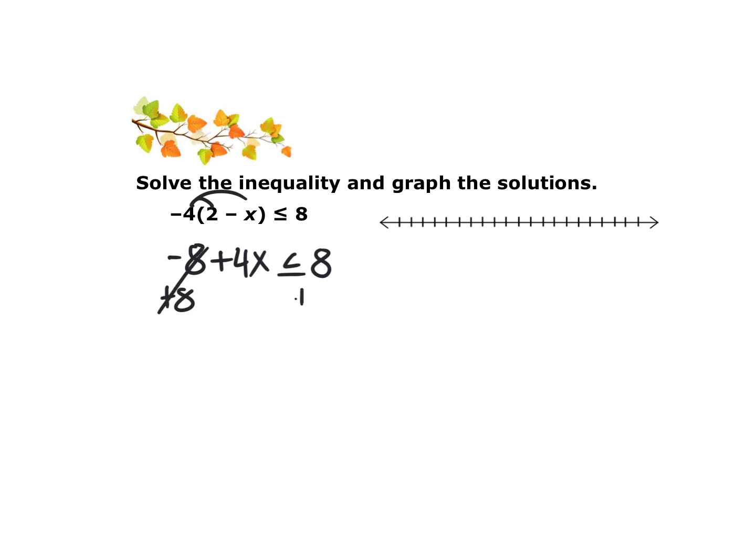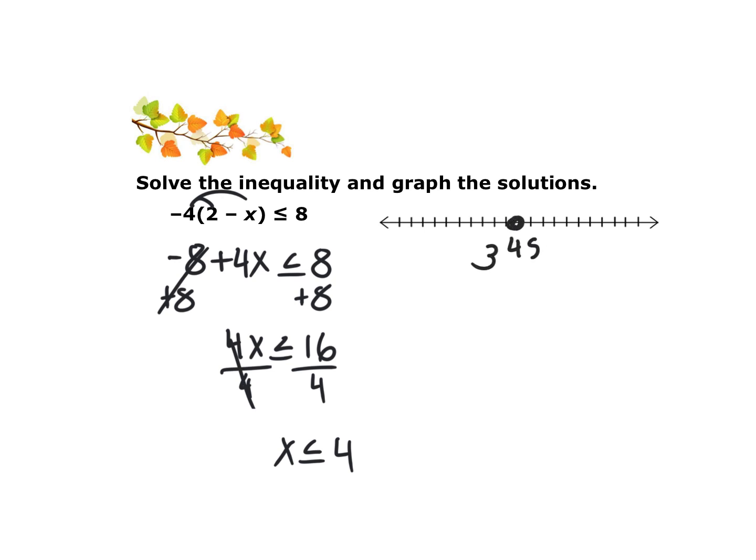Afterwards, I am going to add 8 on both sides, and I'm left with 4x is less than or equal to 16. I lastly divide both sides by 4, and I get x is less than or equal to 4. Afterwards, I'm just going to plop 3 points that make sense on the graph, do a closed circle, and aim it to the left.